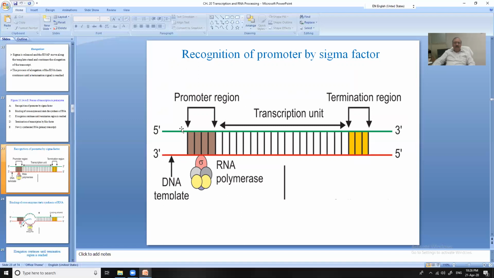So here in this promoter site region, you are having a Pribnow box and you are having a -35 region. Then RNA polymerase will start its functioning, and once 10 nucleotides are added in the RNA, this sigma factor is removed and RNA polymerase will continue to synthesize the new RNA.